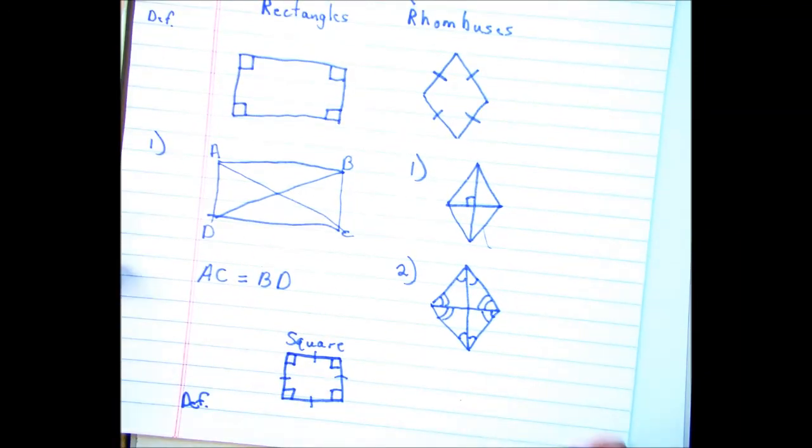Okay? Now they give this to you as a Venn diagram. Most of you remember what Venn diagrams are. Here's rectangles, here's rhombuses, and then what is in the middle would be your squares. Okay, they give that picture to you on page 397 if you want to see it.